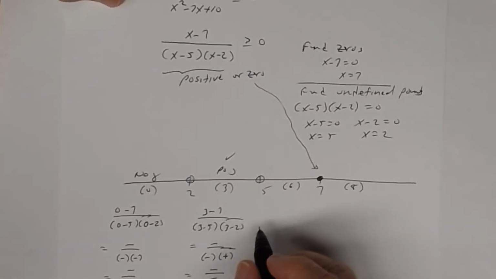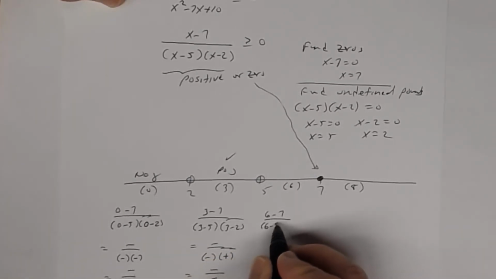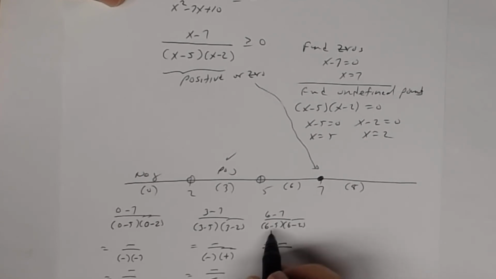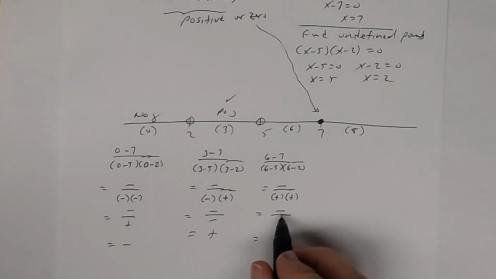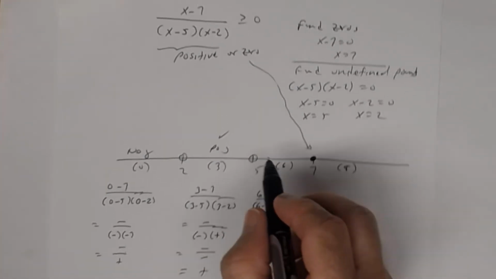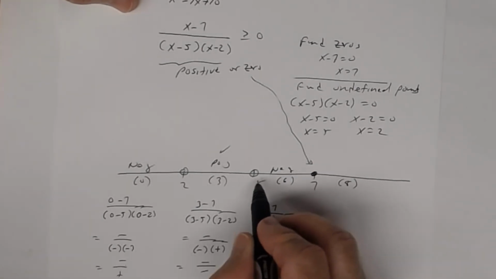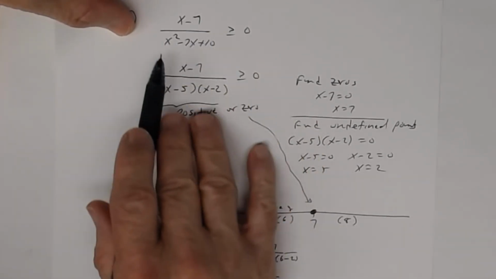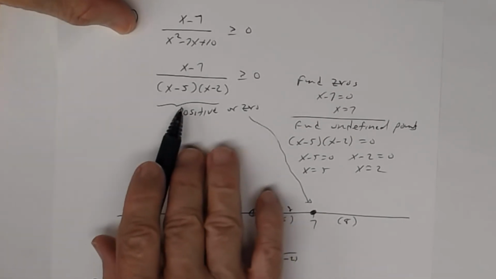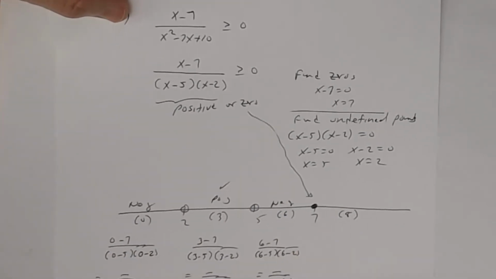Now let's go to 6. Do the same thing. 6 minus 7 divided by 6 minus 5 times 6 minus 2. 6 subtract 7 is a negative 1, so the numerator is negative. 6 subtract 5 is a positive 1, so that factor is positive. 6 subtract 2 is positive 4, so that factor is positive. So we have a negative in the numerator. The denominator, positive times a positive, is a positive. And a negative number divided by a positive number is negative. So any real number in that interval, between 5 and 7, is going to make this inequality, either one of those, a negative number, which is not going to be a solution. So that interval is not a solution.